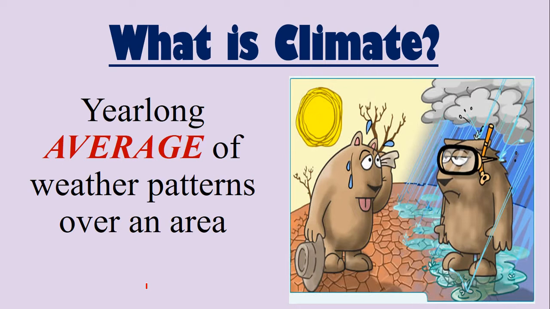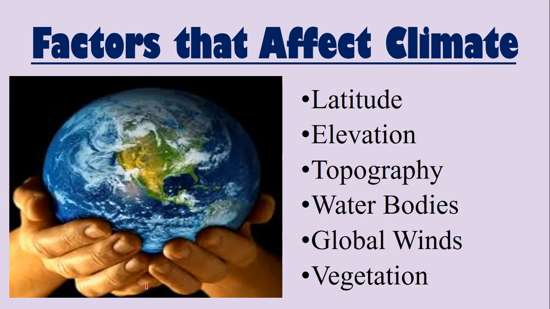Climate is the year-long average of all weather patterns over an area. This is different than weather. Weather is right now, climate is an average. So what factors affect climate? Well, latitude will, elevation will, water bodies will, global winds will, and vegetation will. So let's talk about each of these.